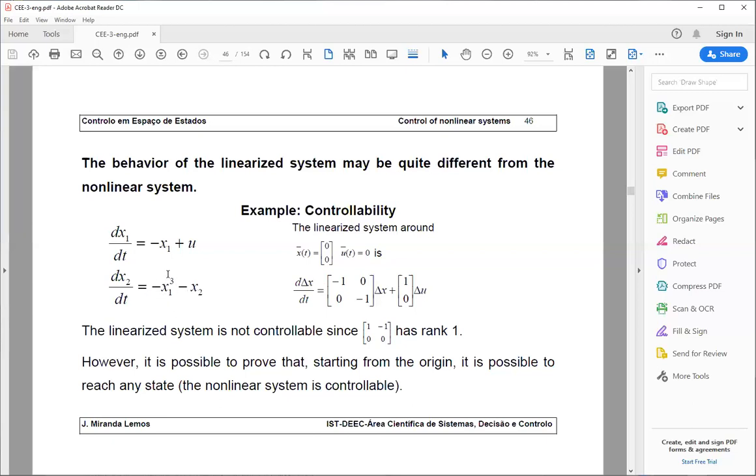this cube has disappeared in the linearization, and this nonlinear term is what allows you to influence x2 when you manipulate x1 through u. Otherwise, when you linearize, this term disappears, and you are no longer able, for the linear system, to make u influence the state variable x2. So this is an example in which controllability properties of a nonlinear system and its linearization can be quite different. So you should be careful.